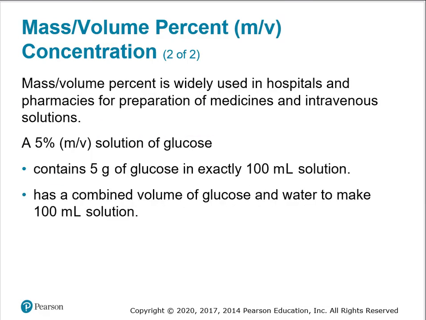The mass volume percent is widely used in hospitals and pharmacies for preparing medicines and intravenous solutions. A 5% mass volume solution of glucose contains 5 grams of glucose in exactly 100 milliliters of solution, and has a combined volume of glucose and water to make 100 milliliters of solution.